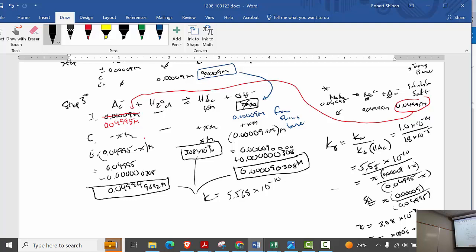So close. It should be 5.55 times 10 to the minus 10. I got 5.568 times 10 to the minus 10. Seems okay. Really, I'm only allowed 2 sig figs, so both of these are around 5.6 times 10 to the minus 10.